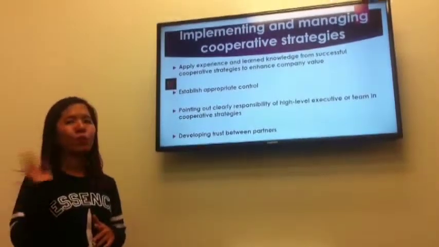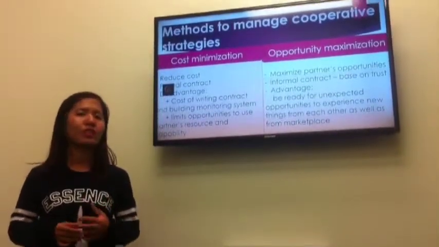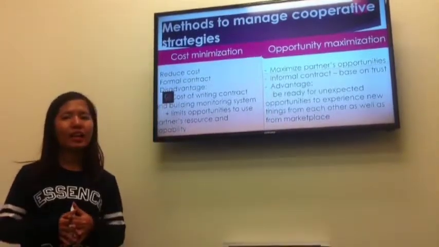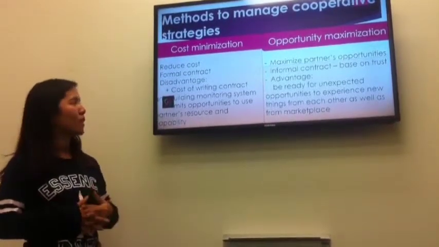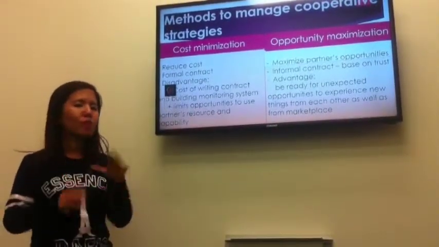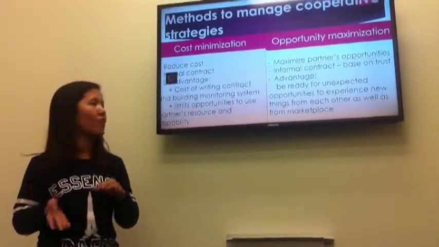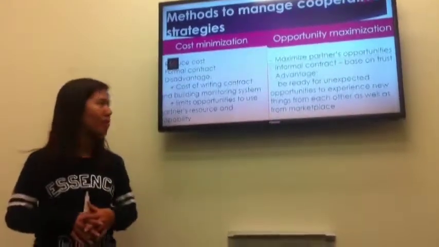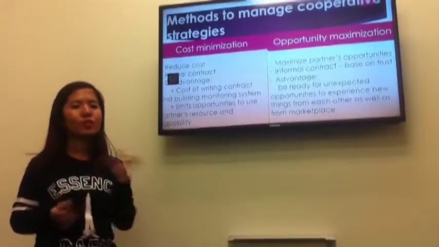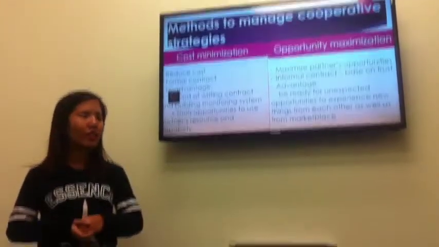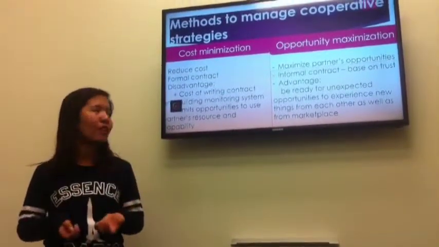So next slide we will continue with two methods to manage cooperative strategies: cost minimization and opportunity maximization. The goal of cost minimization is to reduce cost. It's the opposite of opportunity maximization, which concentrates on maximizing the partners' opportunities. In cost minimization, both partners have to sign formal contracts. But in opportunity maximization, we don't need to. It's just based on trust.